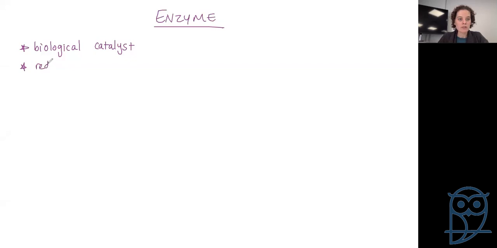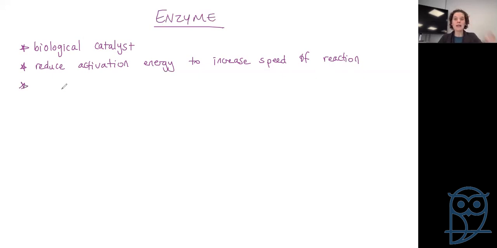So they reduce activation energy to increase speed of reaction. They are unchanged by all of this. Remember, a catalyst just does its job, carries on and does the same job again. The enzyme itself is not involved in the reaction, it catalyzes the reaction.